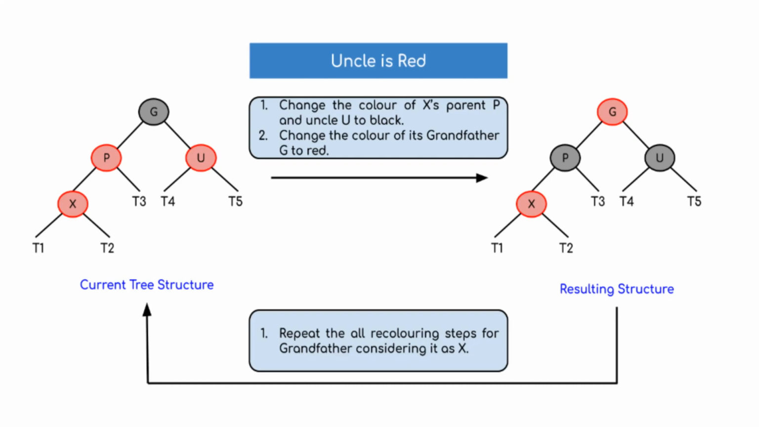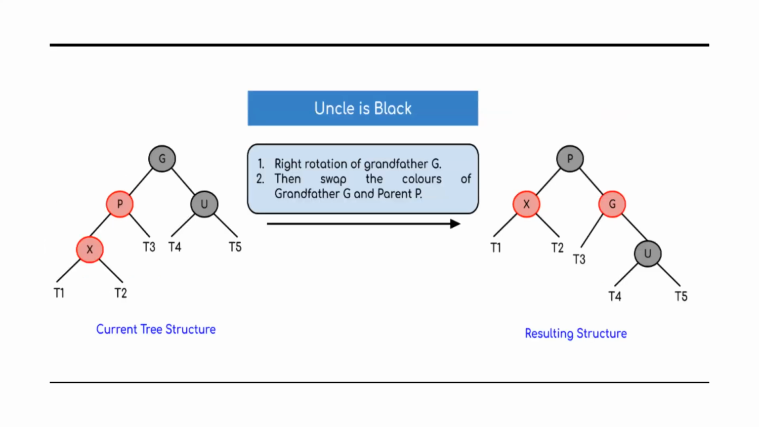We can see that the uncle is red, so we need to change the color of X's parent P and uncle U to black. Second, we need to change the color of its grandfather G to red, and repeat all the recoloring steps for the grandfather, considering it as X. But if the node's uncle has black color, then there are 4 possible cases. Case 1, I call this the left-left rotation case. In this case, the uncle is black, so we need a right rotation of grandfather G. Then swap the colors of the grandfather G and the parent P.